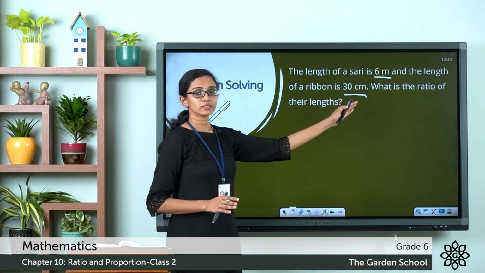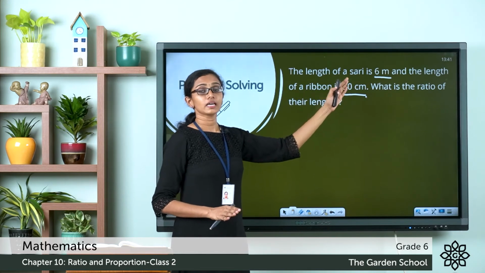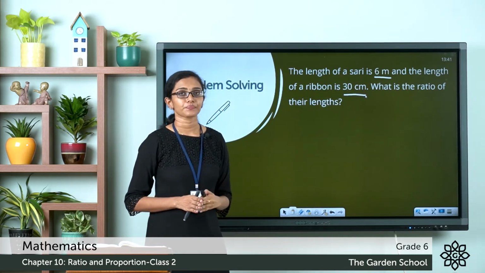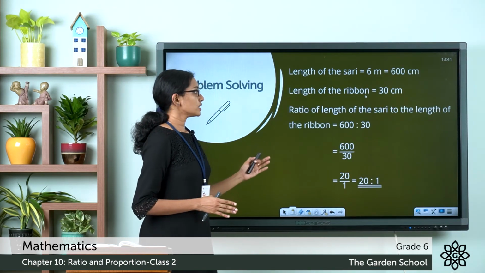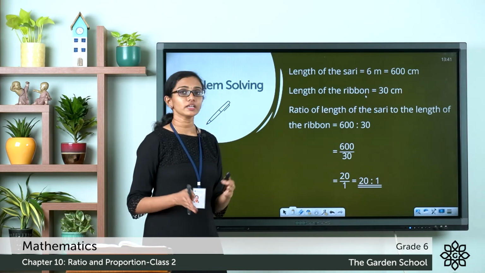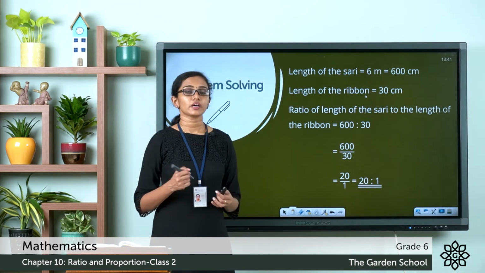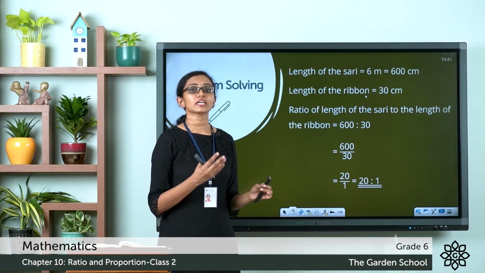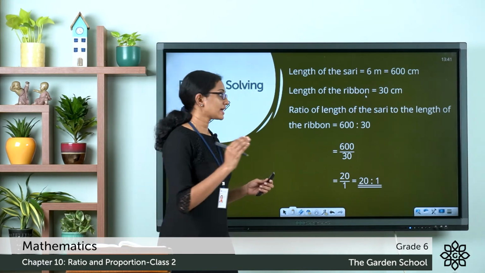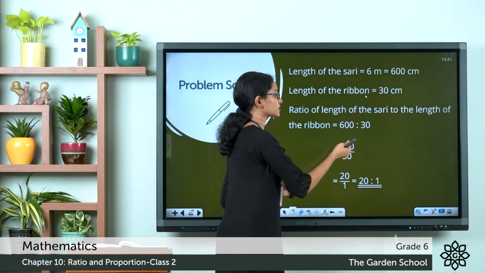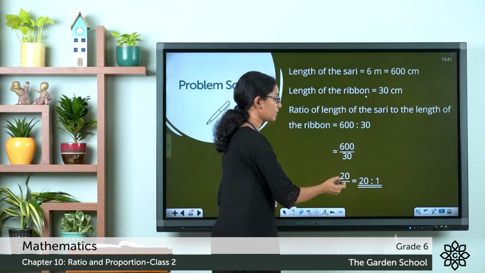So, one is 30 centimeter and the other one is 6 meter. So, let's convert the measurement given in meters to centimeters. So, 6 meter can be written as 600 centimeter. So, the ratio of the length of the sari to the length of the ribbon is equal to 600:30. Now, it is always best to express a ratio in its lowest form or its simplest form. So, for that, we are going to write 600:30 as 600 by 30, which when reduced to the lowest form gives you 20 by 1.